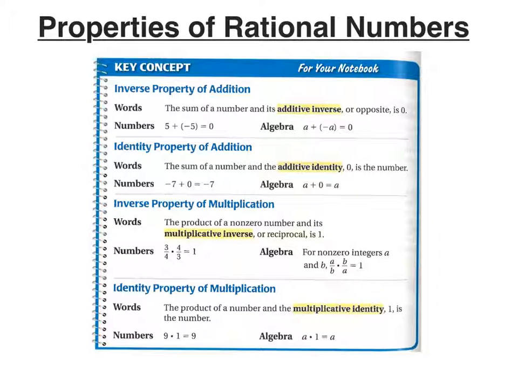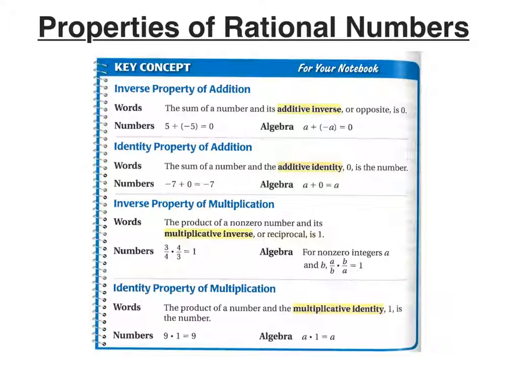There is also an inverse property of multiplication, just like there's an inverse property of addition. The product of a non-zero number and its multiplicative inverse, or reciprocal, is 1. So the multiplicative inverse of any number is the reciprocal of that number. So here we have 3 over 4 times its reciprocal, 4 over 3. 3 times 4 gives us 12. 4 times 3 gives us 12. And 12 over 12 equals 1.